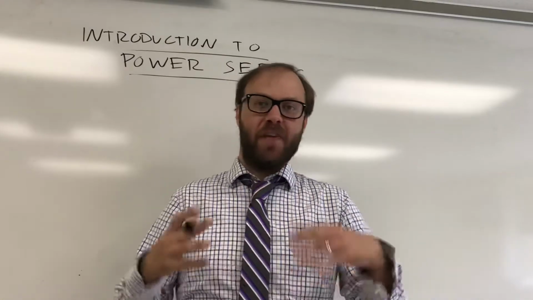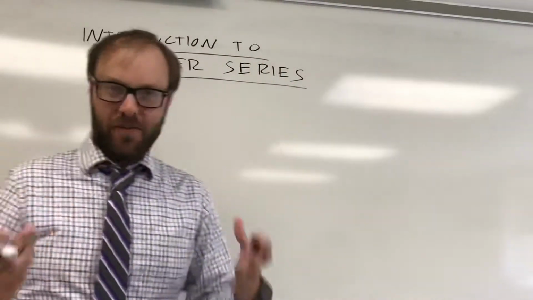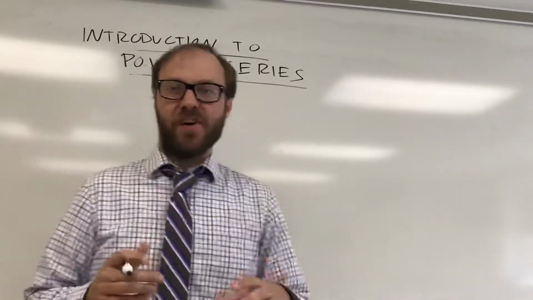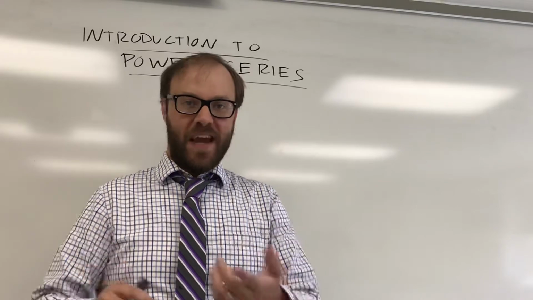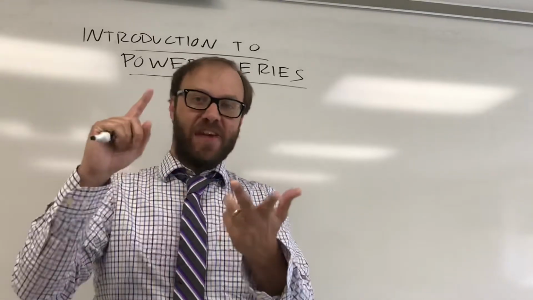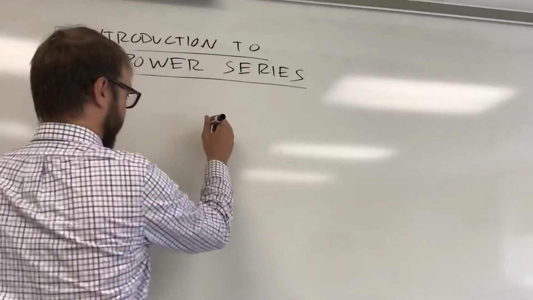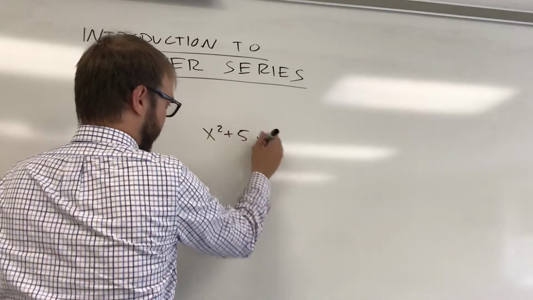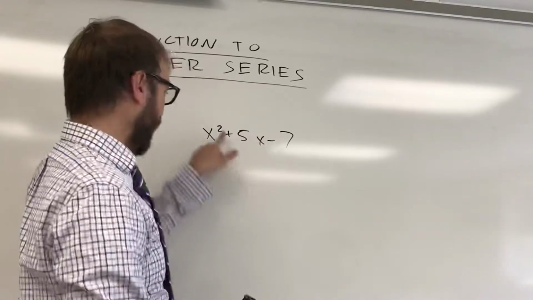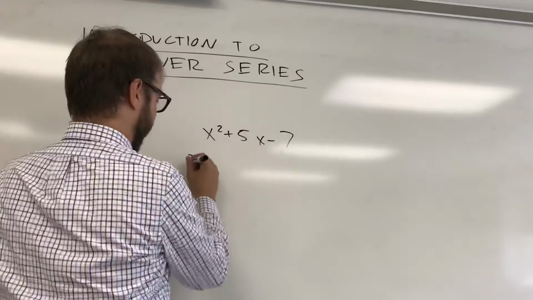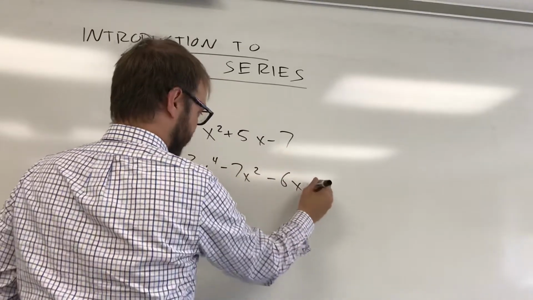Now, polynomial function, what am I talking about here? What I'm talking about when I refer to a polynomial function is a function that is a sum or difference of terms that merely have constant values and whole number powers of x. So for example, x squared plus 5x minus 7 would be a polynomial expression. We have whole number powers of x. 3x to the 4th minus 7x squared minus 6x plus 1.